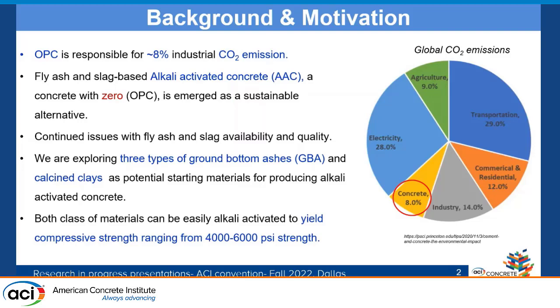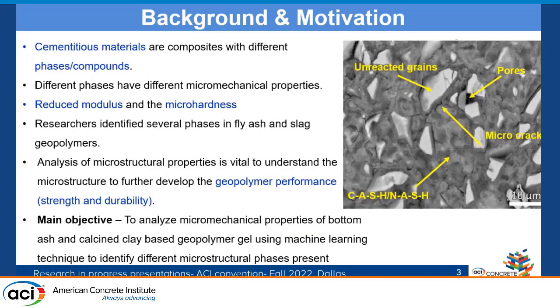So in order to address that issue, we have explored three types of ground bottom ash and three types of calcined clays as potential binders for alkali activation. Both of these materials proved successful when they were alkali activated, yielding good compressive strength ranging from 4,000 to 6,000 psi. So not only the fresh and hardened properties, we need to identify what are the micromechanical properties that we can find in these specimens.